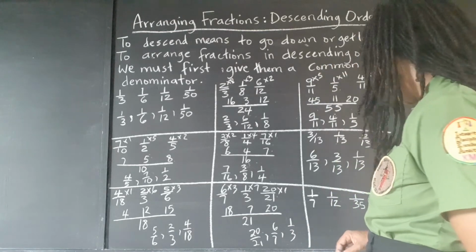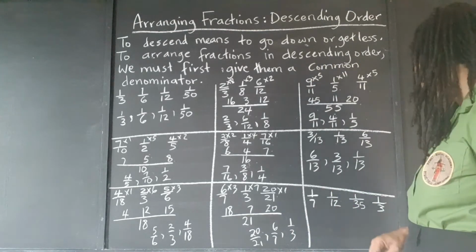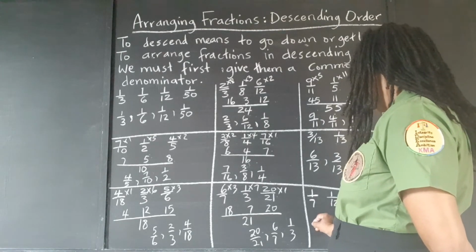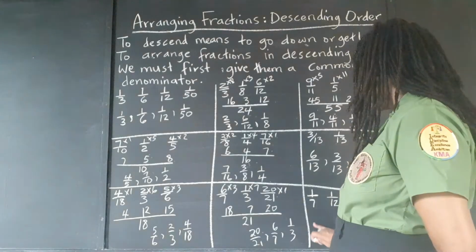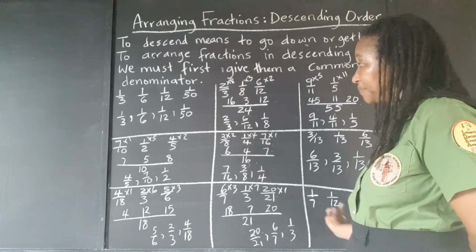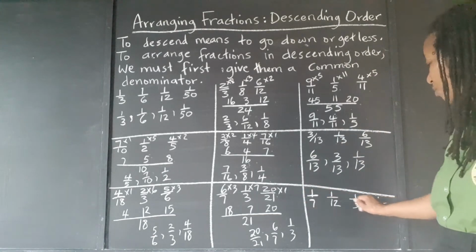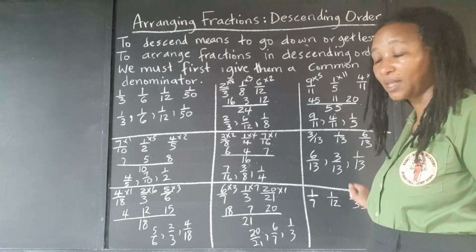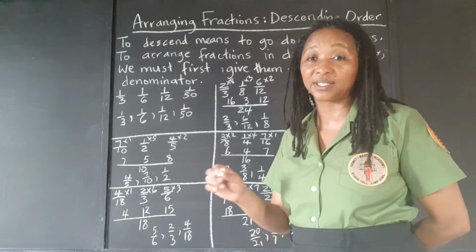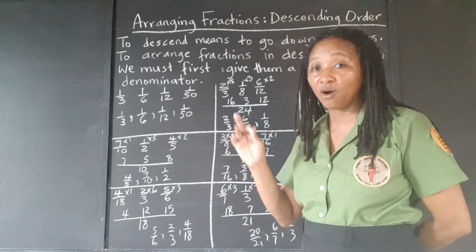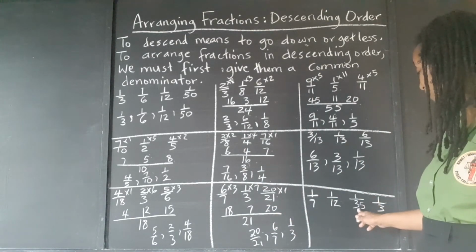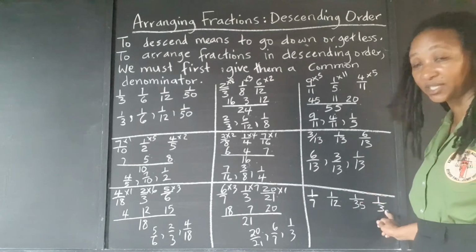Okay, so we're going well. All right, now what's the LCM of 7, 12, 35, and 3? Do we need to find the LCM? No, we don't. Remember what we said? When they all have ones in the numerator, we can compare the denominator, and the biggest denominator represents the smallest fraction when they all have 1 in the numerator. So we can immediately see this is the smallest fraction, this is the largest fraction.